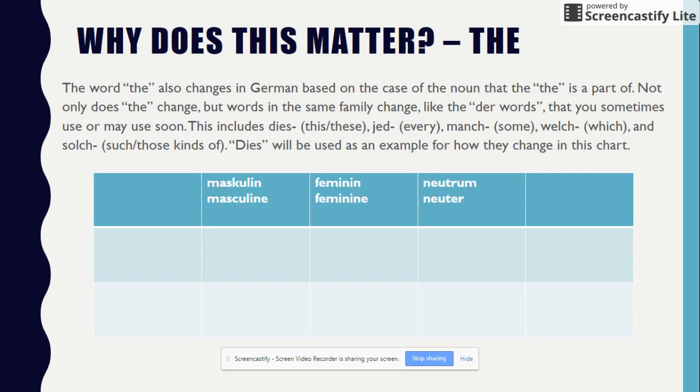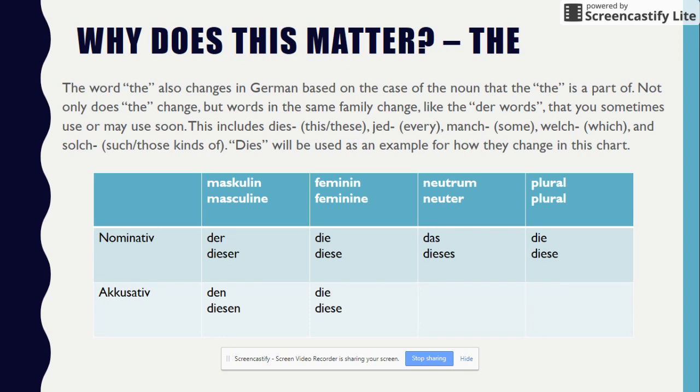Again, we have masculine, feminine, neuter, and plural. And we're going to start with nominative. For masculine, it's der or dieser. Feminine is die or diese. Neuter is das or dieses. And plural is die or diese. In accusative, same as in the ein chart, only the masculine changes. Der or dieser change to den or diesen. For feminine, it's the same, neuter is the same, and plural is the same.